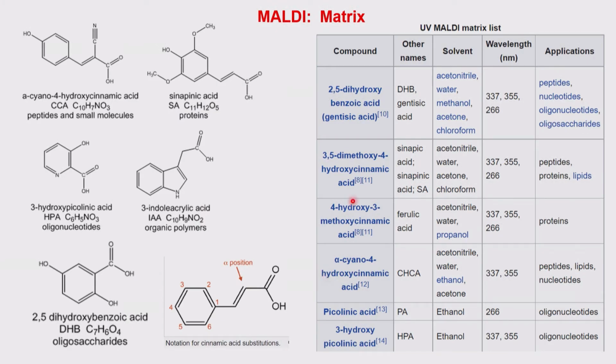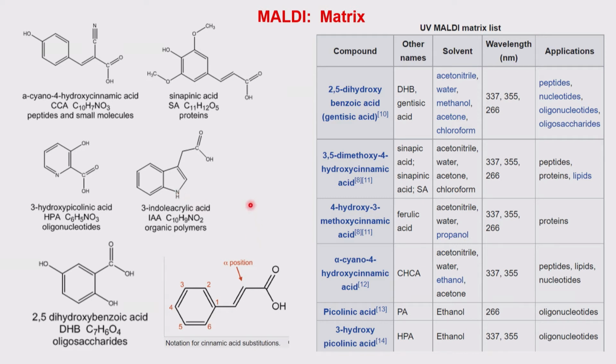Before we go to the example, let us look at some of the matrices that are used. You see molecules of this kind: alpha-cyano-4-hydroxycinnamic acid, cinnamic acid, and so on. Many of these you can see, all of them are acids, carboxylic acids. All of them have pi systems, you can see aromatic systems, and many of them have even heterocyclic aromatic rings. So that should register in our mind.